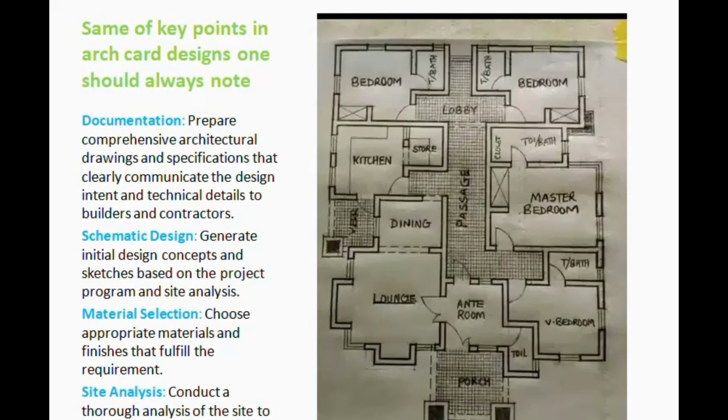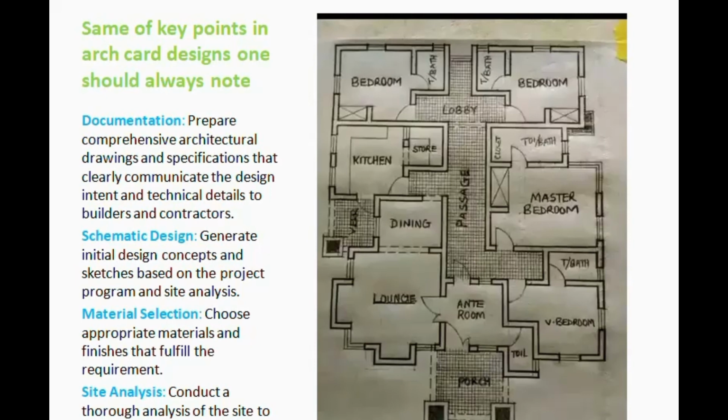There are some key points of AutoCAD design one should always note. Documentation. You should prepare comprehensive architectural drawings and specifications that clearly communicate the design intent and the technical details to builders and constructors. This documentation is a key point in AutoCAD design. The other thing is material selection. Choose appropriate materials and finishes that fulfill the requirements.